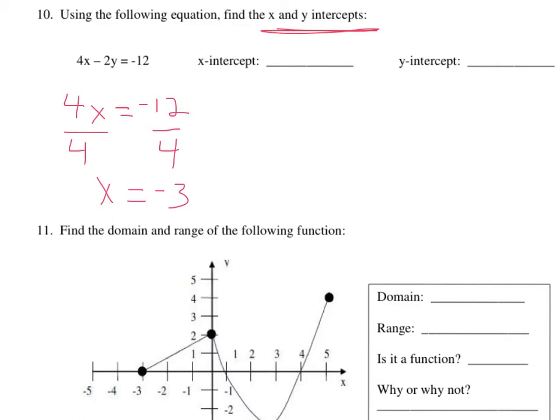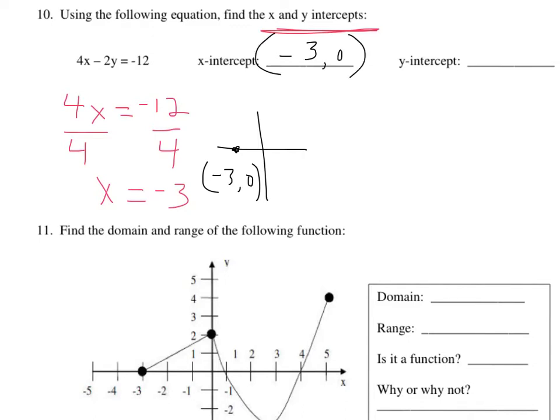If this was on a graph, and x is negative 3, that's about right here, right? Where would that point be located? It would be located at negative 3, comma 0. So our x-intercept is negative 3, 0.